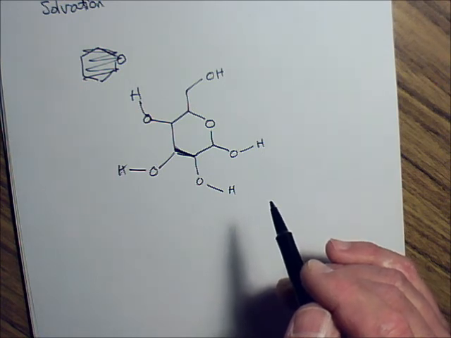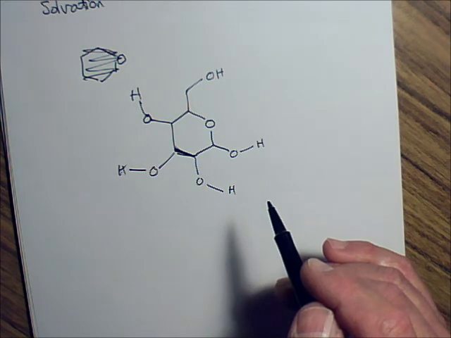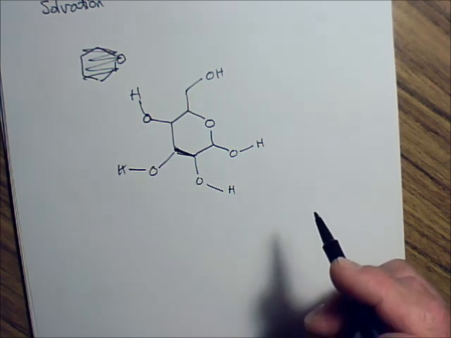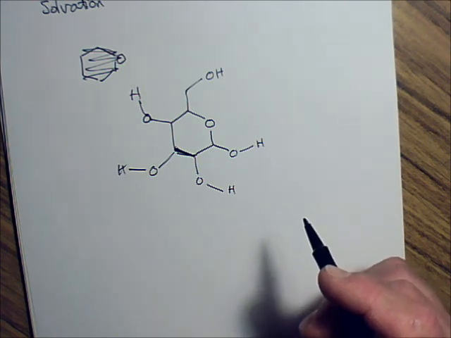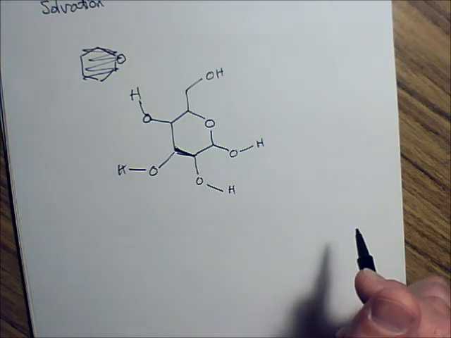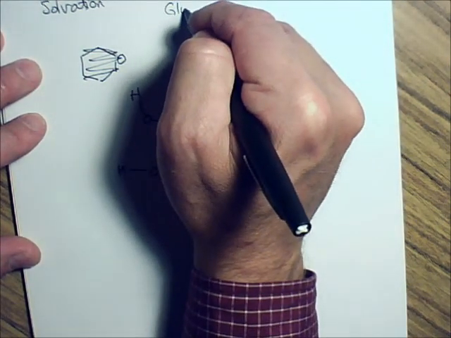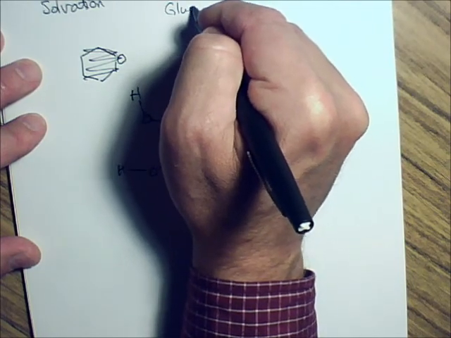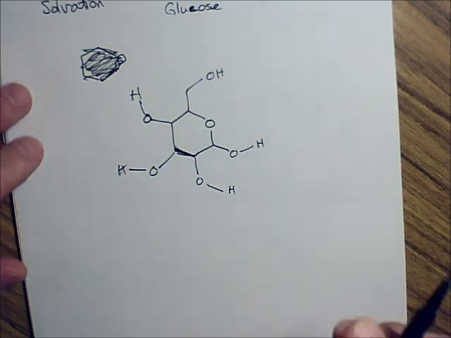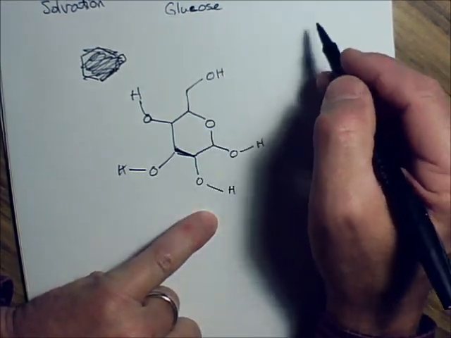Can you make sugar? No, only plants can make sugar. Now you can use plants to make sugar, but you personally can't make it. That's true. I don't know of a way to do it. There may be some way to do it in a lab that I'm not familiar with. Okay, but this is a real simple sugar, and if I'm not mistaken, this is actually a reasonable representation of glucose.